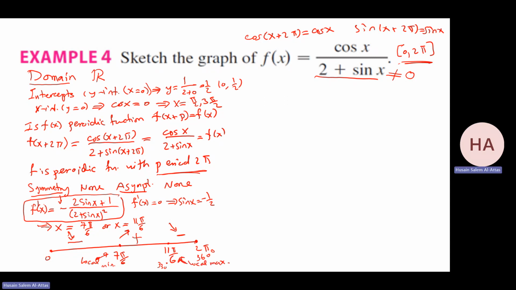Okay. Now we'll go to f double prime. As I said, we'll do the calculation not in this recording. So consider I did f double prime. I'm getting f double prime will be minus 2 cosine x times 1 minus sine x over (2 plus sine x) cubed.